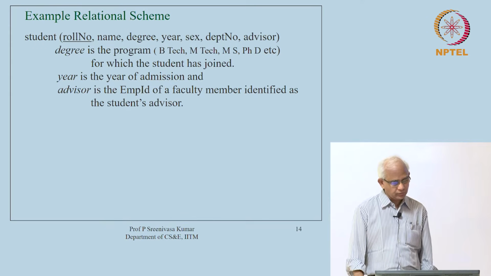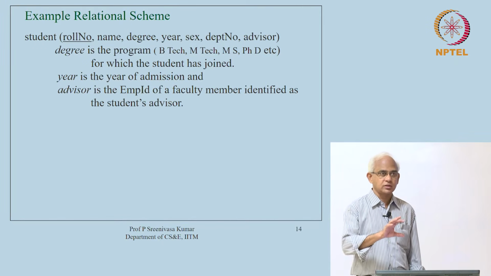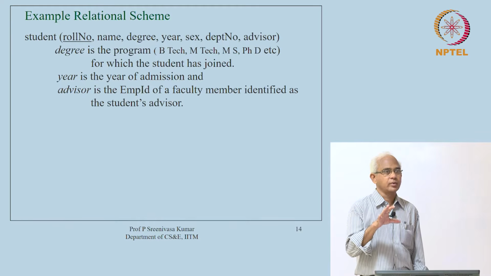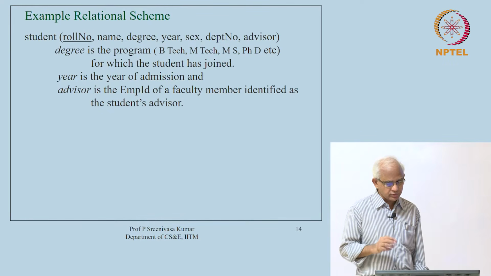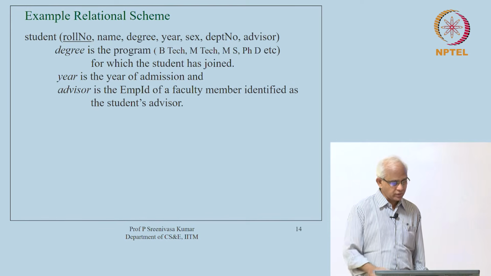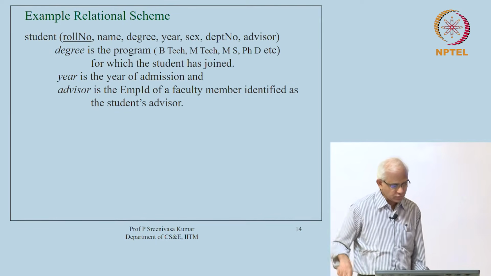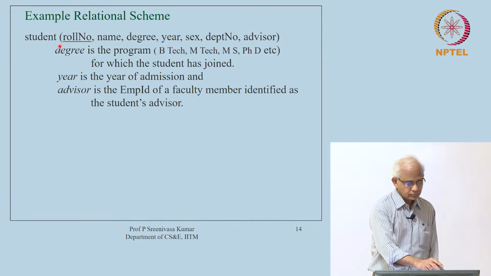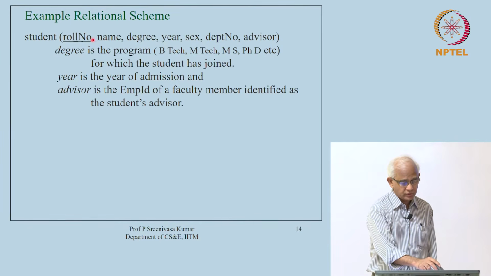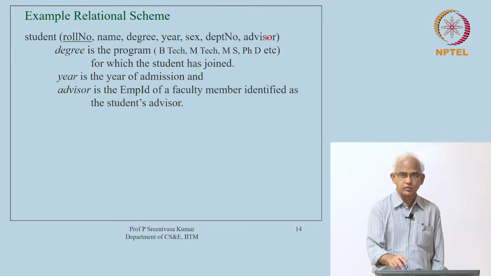This database is to capture the academic details about an institute which has a number of departments and students studying in the departments for various degrees. So, we have the student relation, which has the following attributes: roll number, name, degree, year, sex, department number and advisor.